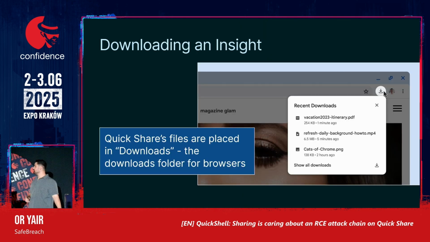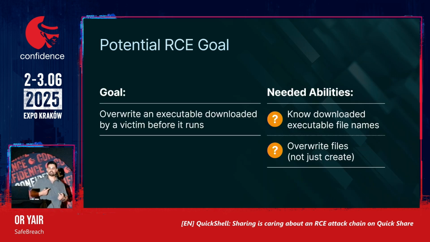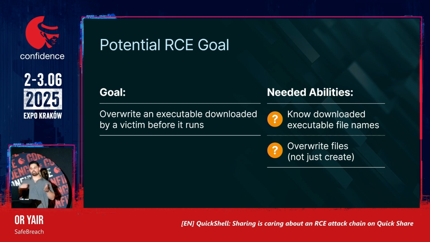And enumerating these abilities raised an insight. The insight was that we can place files in the same folder where the victim downloads files to in the browser. So browsers download files to the downloads folder, and so does Quickshare. And this insight raised an idea. The idea was: what if we can overwrite an executable file that was downloaded to the downloads folder by the browser just before it's being run by the user?